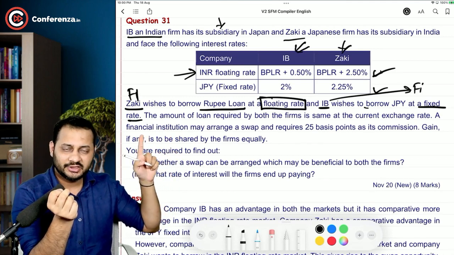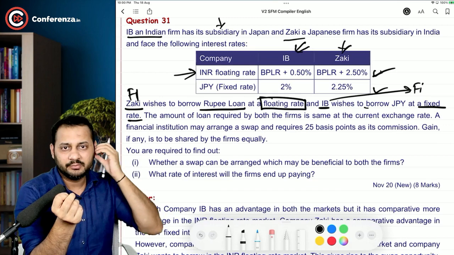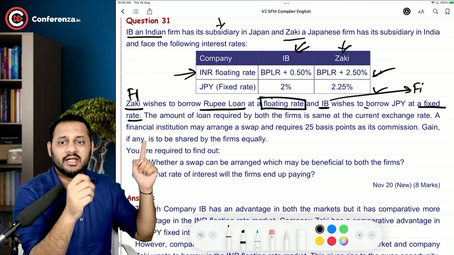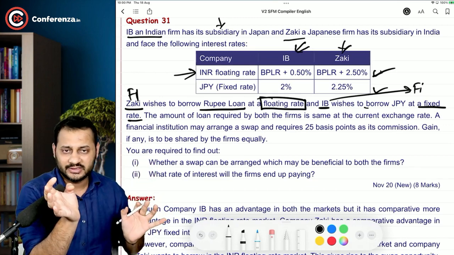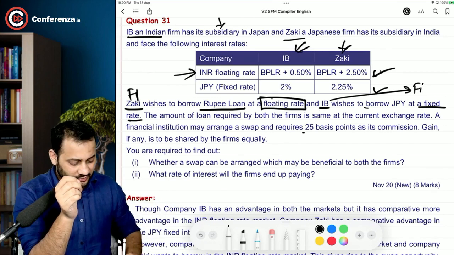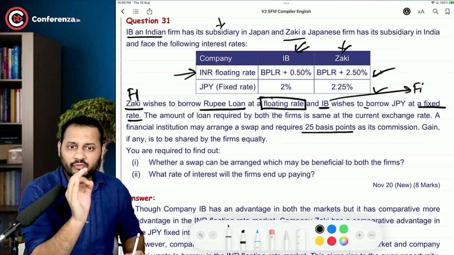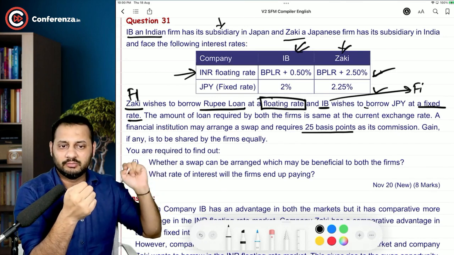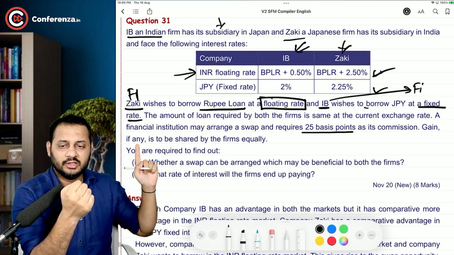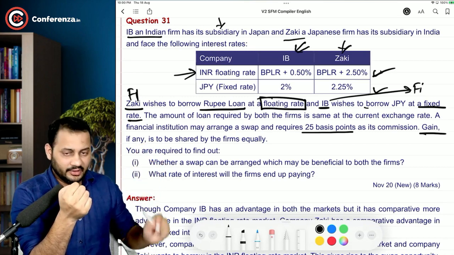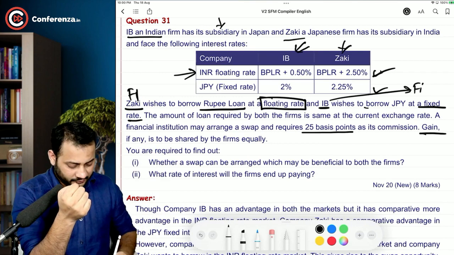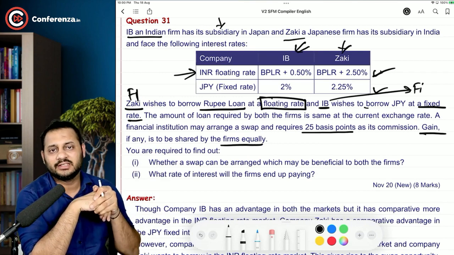So this is a financial institution which can come in between them as an intermediary, and it can help them to do all the processing work. But it requires 25 basis points, 0.25% of the total loan amount, as its commission. Gain, if any, is to be shared by the firms equally. Now what does that mean?